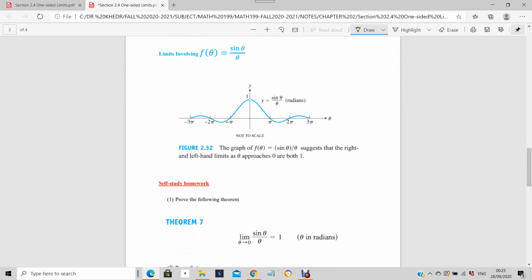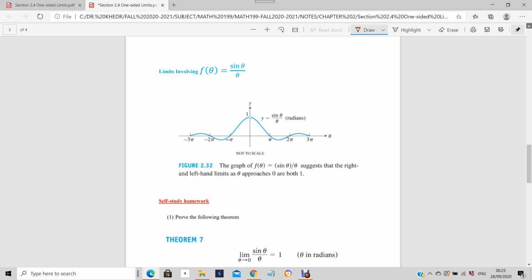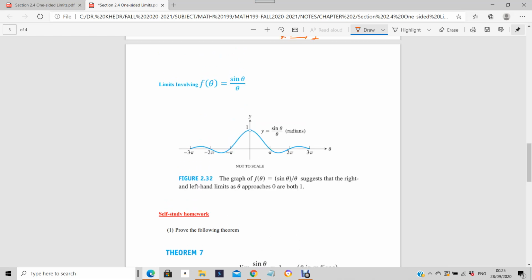There is a function involving sine theta and theta. Okay? So this function, sine theta over theta, which is graphed here, theta is in radians, okay? Not in degrees, in radians. So if the function y equals sine theta over theta, this is the graph of the function.